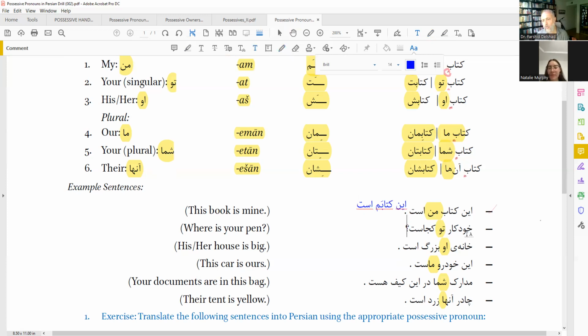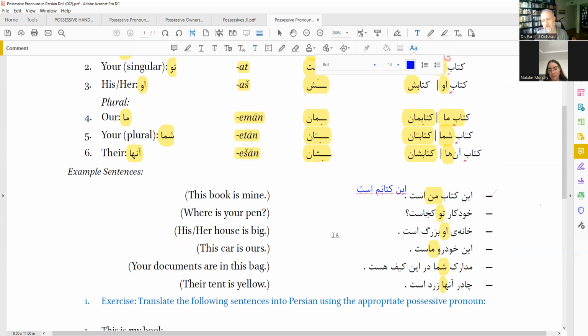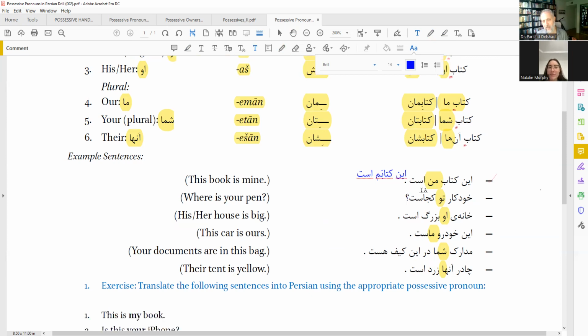The word khodkar is a neologism in Persian. That means pen, a self-writer, word by word, because khod means self, kar means working. It means it works by itself, so you don't need to use ink and feather. So it's a new word for pen. Khodkar means pen. Go ahead.